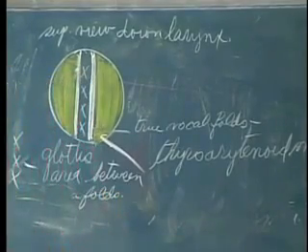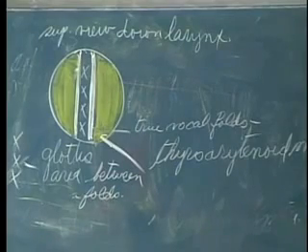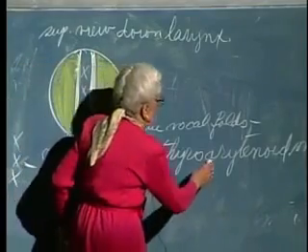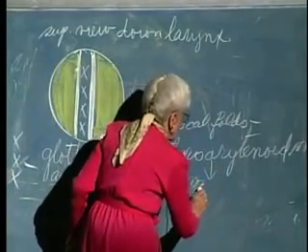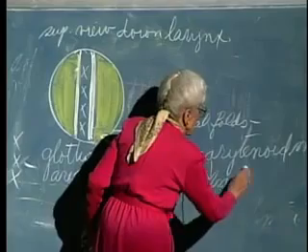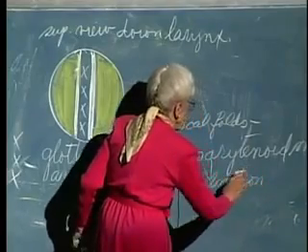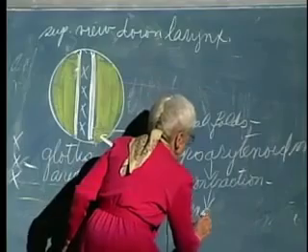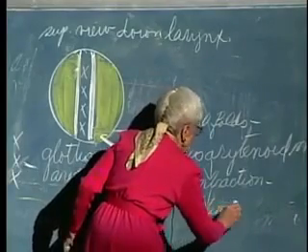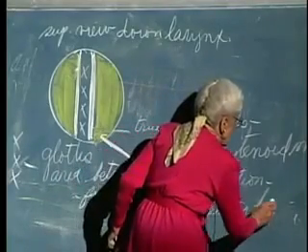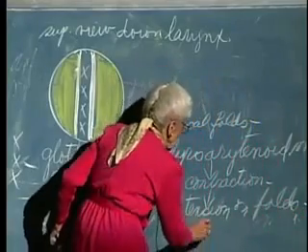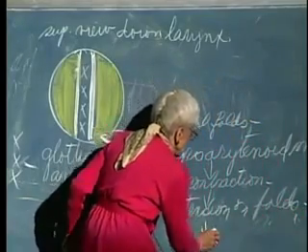So when the thyroarytenoid muscle contracts, it applies tension to the folds. So contraction here puts tension on the folds, and will raise the pitch of the voice.